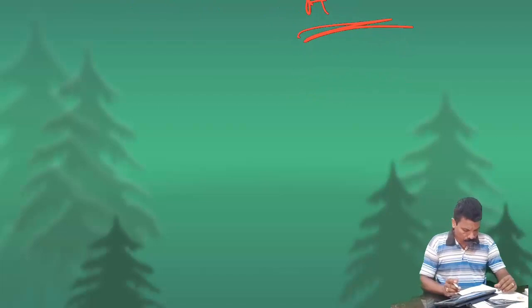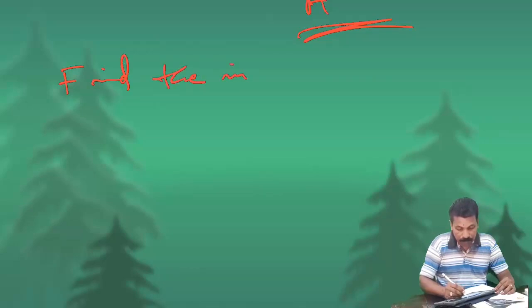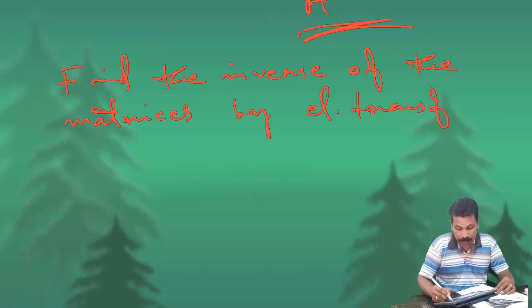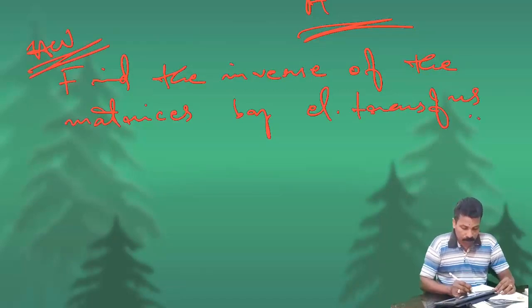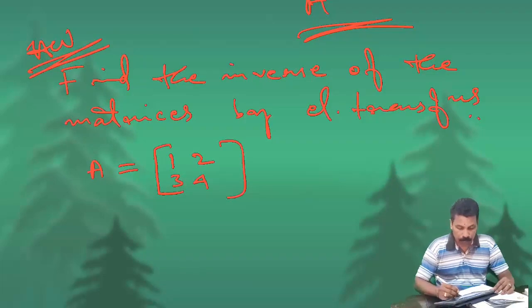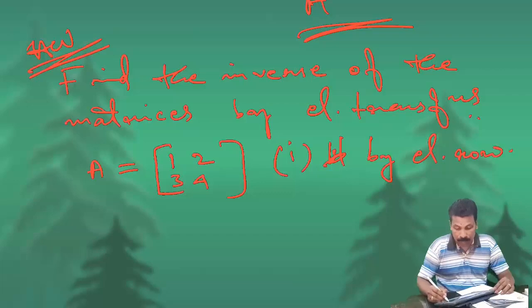And I will give you one homework. Find the inverse of the following matrices by elementary transformations. This is your homework, please. So, first matrix will be, that is 1, 2, 3, 4. This is very easy. You have to find its inverse by two methods, by elementary row transformation and by elementary column transformation. Please do it.